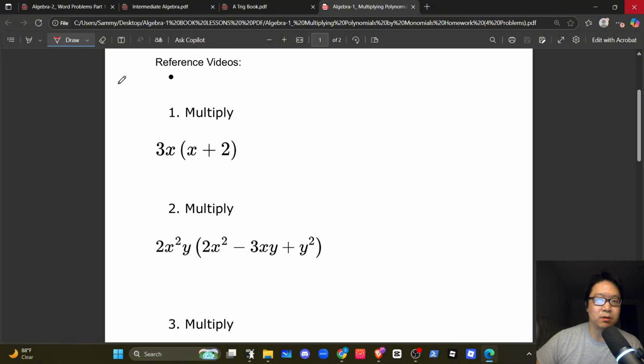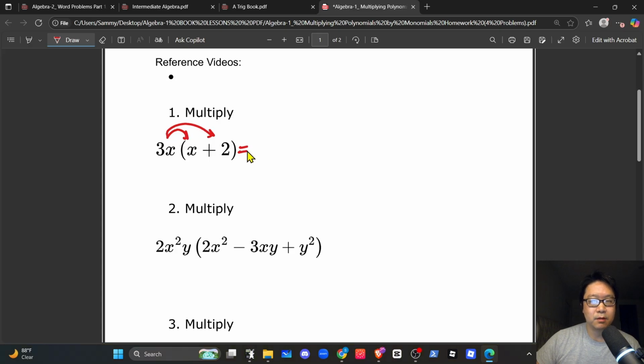Okay, number 1, multiply. Just like before, we're going to distribute the 3x. So 3x times x is 3x squared. 3x times 2 is 6x. And that's our answer.